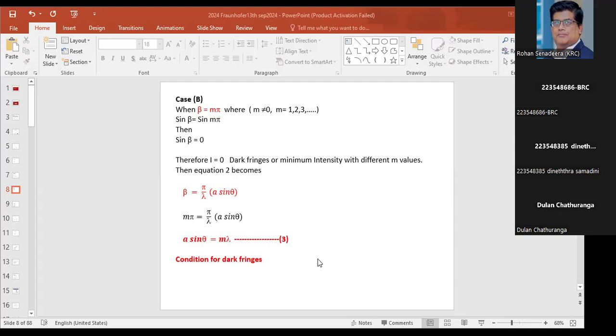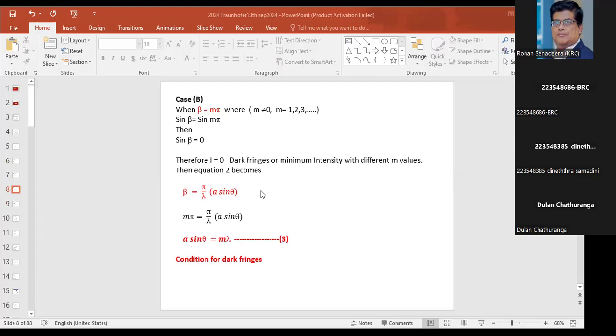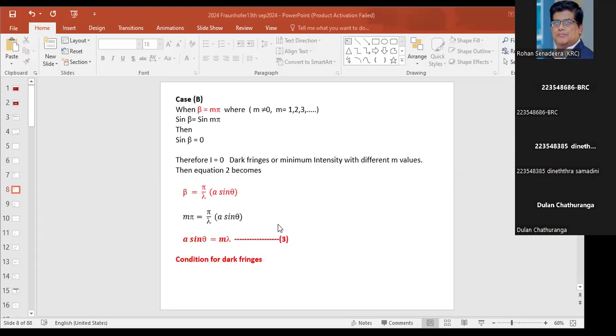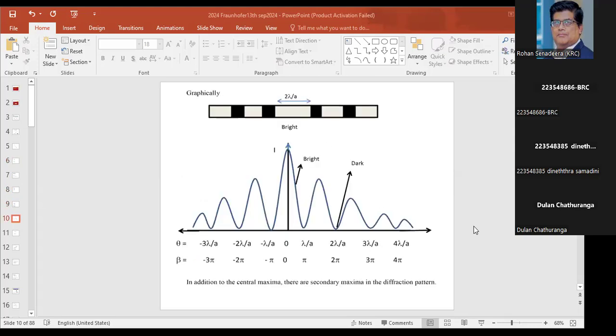So these two are very important. Even if you don't remember all these things, remember at least these two equations. That is the only thing we have in this single slit, right? So now you can show the full pattern like this.